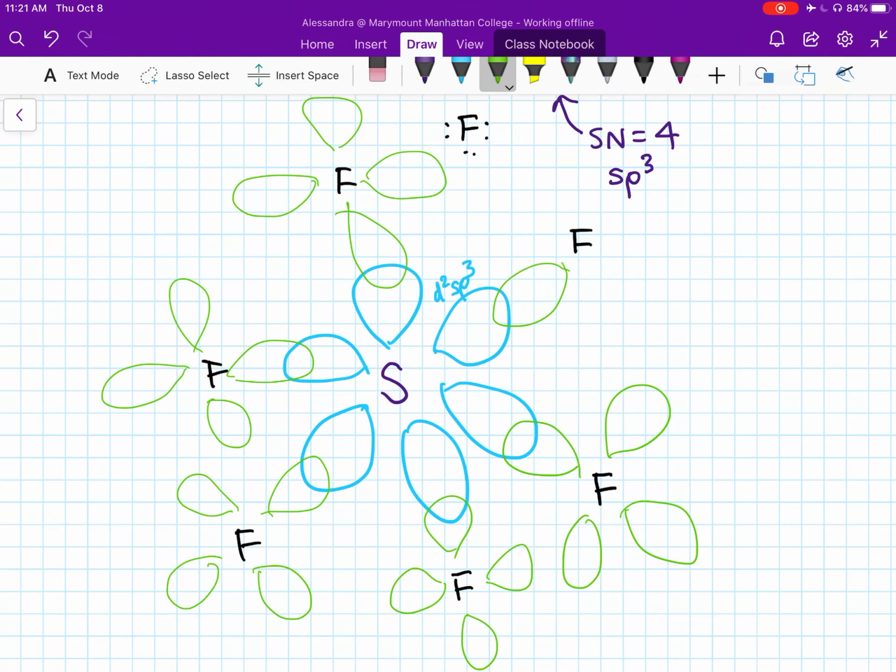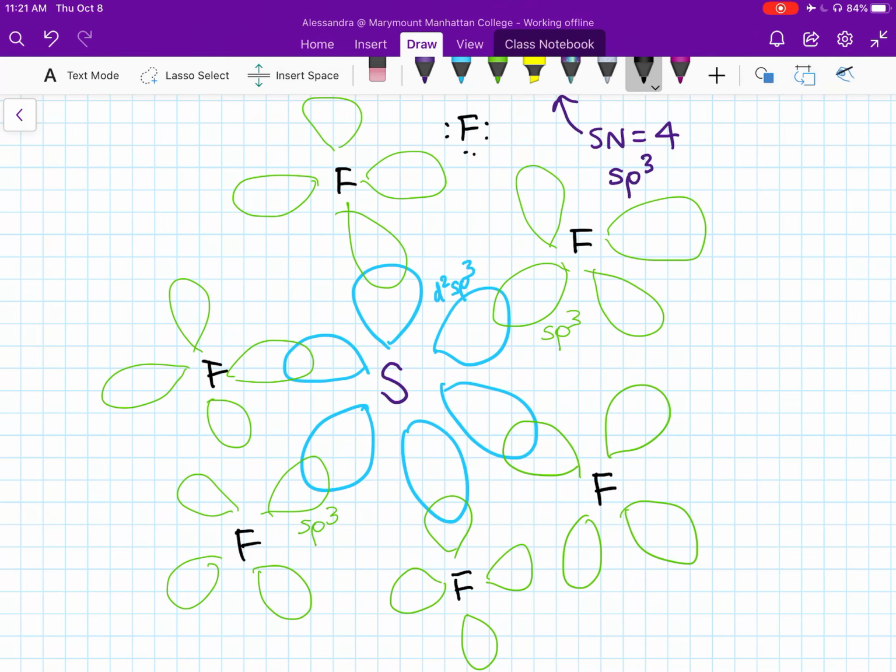Okay, so this is really getting to look like a very floral drawing here. So every lobe that I've drawn in green is an sp3 hybrid on the fluorine. I'll just label a few of them, but they're all the same. Each fluorine, again, has 4 sp3 hybrids.